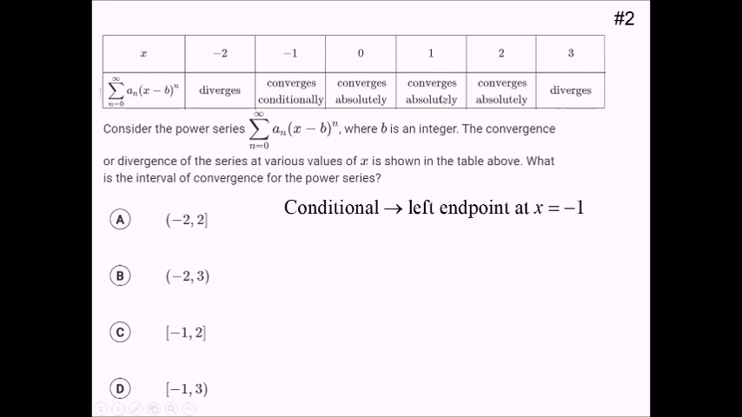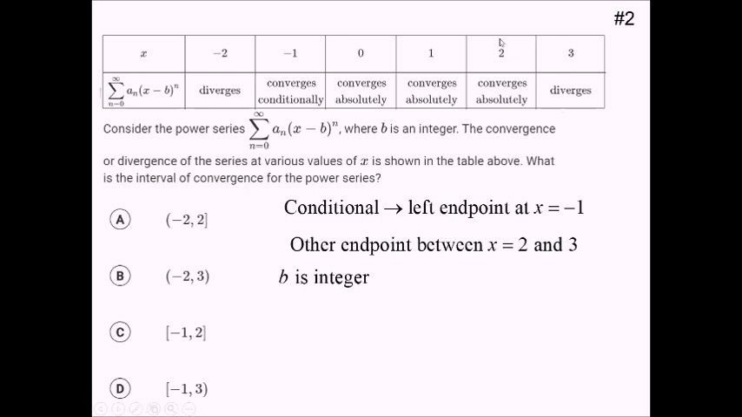Taking a look further down the table, we see that we converge absolutely at 2 and diverge at 3. So that means our right endpoint is going to be somewhere between 2 and 3, including 2 and 3. Now, it can't be between 2 and 3. We know this because they said that b is an integer. If b is an integer, b is the center here. This is supposed to be halfway between the endpoints. So if you're taking -1 and averaging it together with something between 2 and 3, you're not going to get an integer. So we have to choose between 2 and 3.